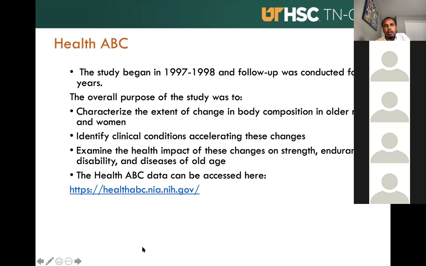The study began between 1997 and 1998, and the follow-up was conducted for about 16 years. The overall purpose of the study was to characterize the extent of change in body composition in older men and women, to identify clinical conditions accelerating these changes, and to examine the health impact of the changes on strength and endurance, disability, and disease of old age. The data can be accessed on the NIH website at healthabc.nia.nih.gov.